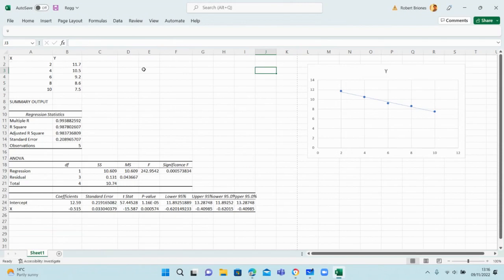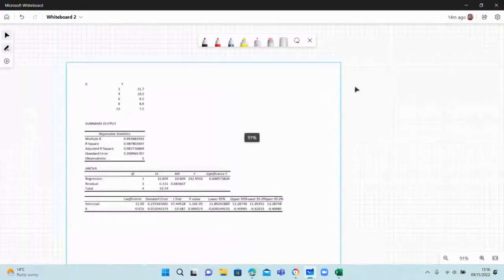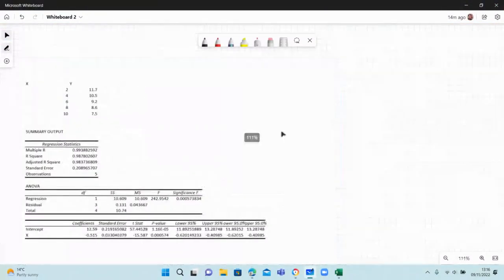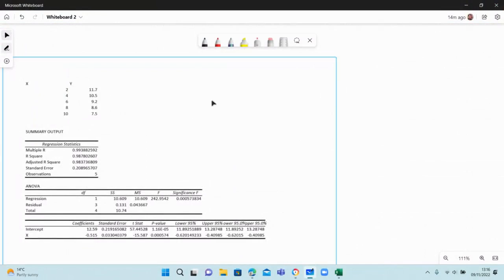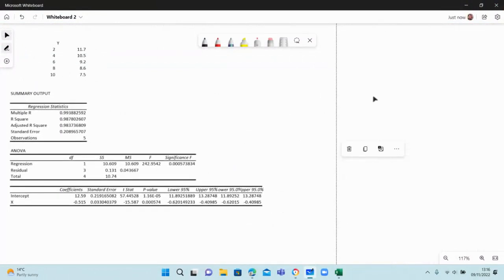I wanted to copy the summary output plus the table of values that we have onto my whiteboard, and I have previously done that already. So as you can see here, I have reproduced the table of values along with the results of the regression analysis done by Excel. And we are now ready to look at the first part of the summary output, which is the regression statistics.